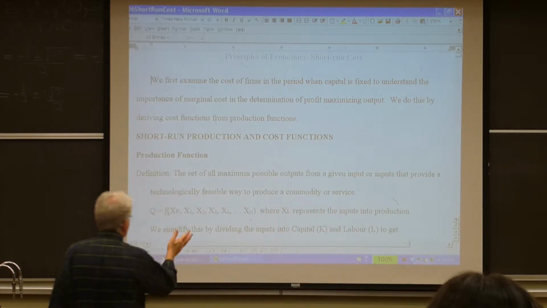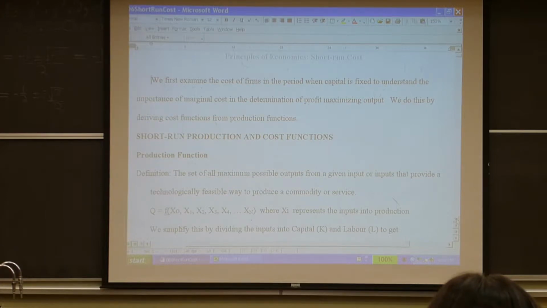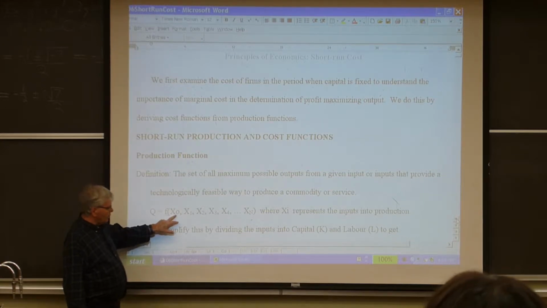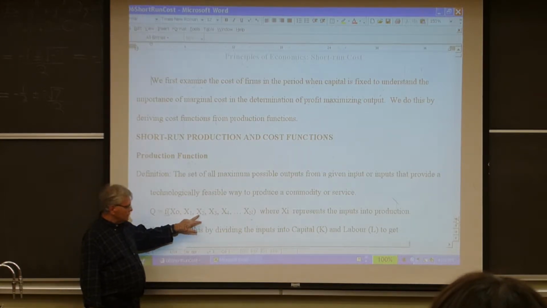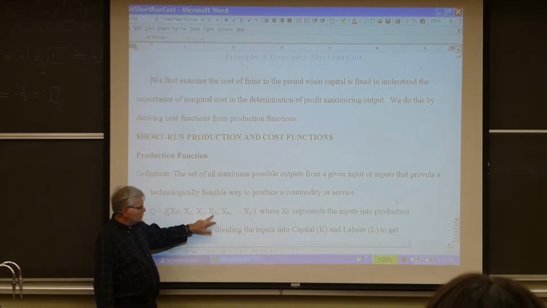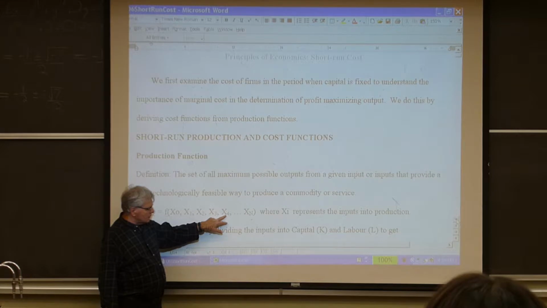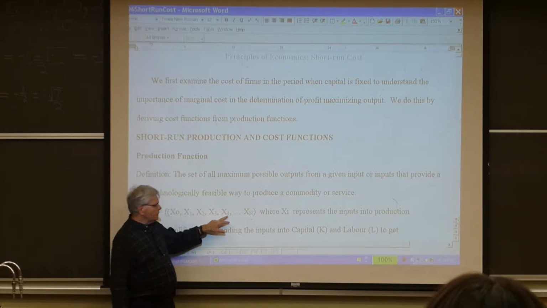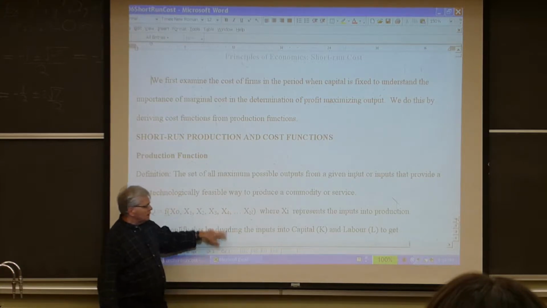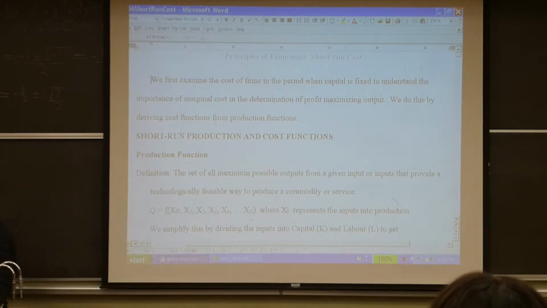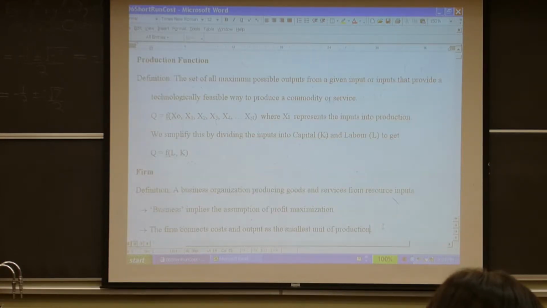Okay, so I just put it this way, where this is a function, the output is a function of the inputs. The cotton yarn, the gasoline, the weaving machine, the weaver, the person who brings in the cotton yarn, the person who takes out the cotton cloth, right? Those are all the inputs. We simplify this by dividing the inputs into capital and labor. Output is a function of the inputs of labor and the inputs of capital. Now that should be pretty simple, but it's not quite as simple as you might imagine.